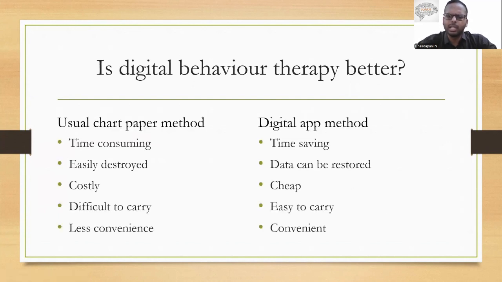So is digital behavior therapy better than the usual chart method? Usually we use a chart method to do the behavior therapy. But there are issues like time consumption and it is easily destroyed. The child used to tear the paper, and it is costly because every time you will have to buy a chart, and it is difficult to carry everywhere you go. Logistic issues are there, and it is less convenient because you will have to manage the chart manually.